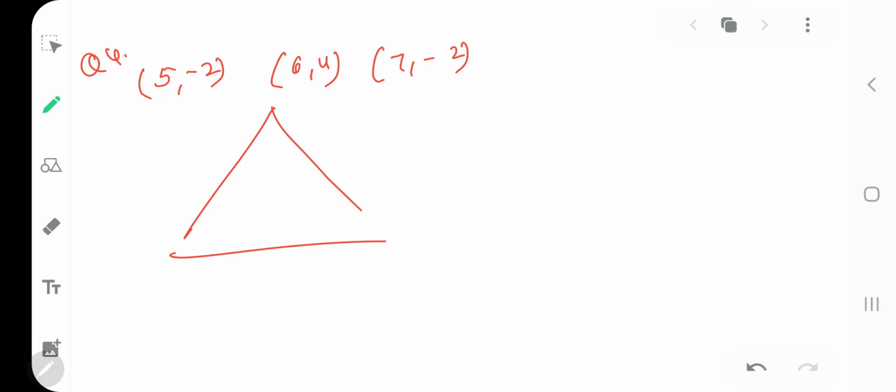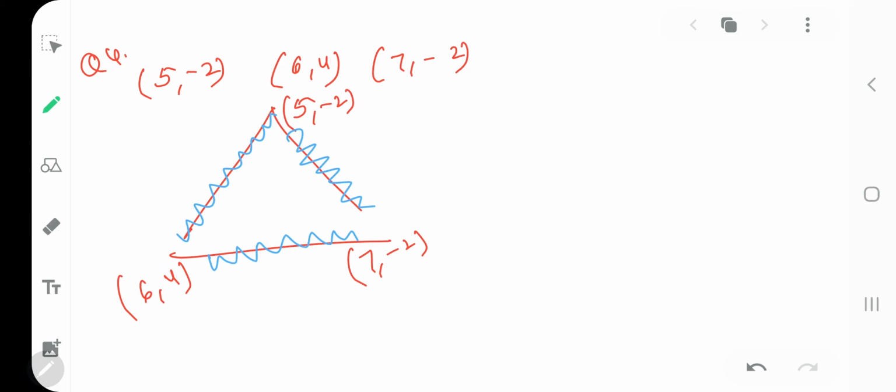Next we have question number 4, which says check whether (5, -2), (6, 4), (7, -2) are the vertices of an isosceles triangle. So if I put (5, -2) here, (6, 4) here, (7, -2) here. Now my dear kids, it will be isosceles if any two sides are equal. So for that you have to find the distance of this side by distance formula, this side by distance formula and this side. So you can name it as A, B, C.